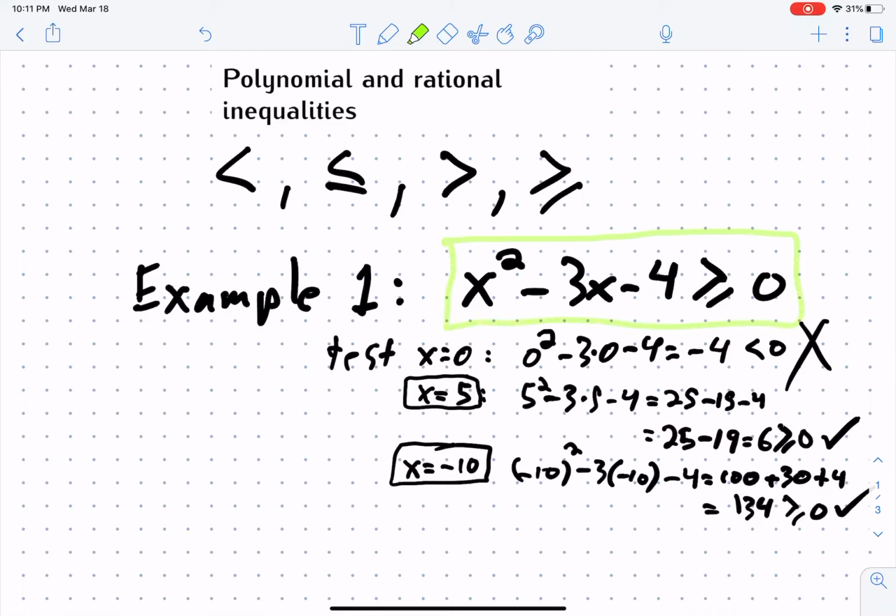The left-hand side of this inequality, the x squared minus 3x minus 4, that thing is a polynomial that we can draw the graph of. So let's go ahead and look at the function, which is just the left-hand side, f of x equals x squared minus 3x minus 4.